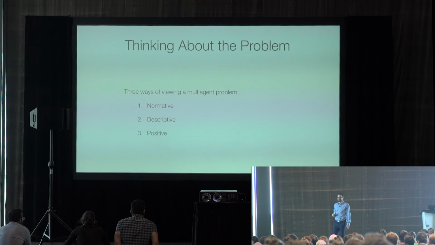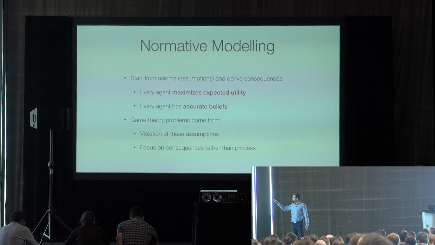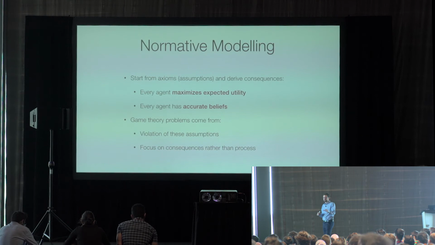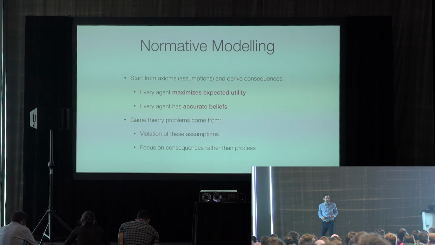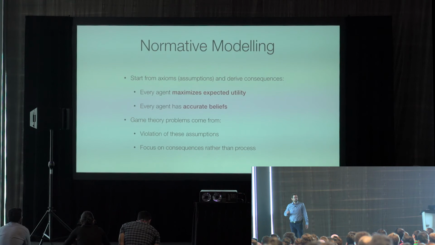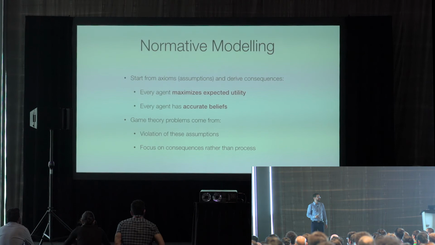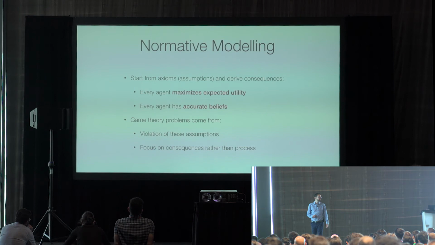So if you're going to model something normatively, you start from axioms and assumptions, and then you derive some consequences. And this is what's going on in most of game theory, right? You start from this expected utility maximization assumption, you start from this rational beliefs assumption, and you just go from there. And so a lot of the problems that we saw with game theory come from the fact that those assumptions are just wrong. We're not all expected utility maximizers. We don't all have fully accurate beliefs. And so what do the consequences of those wrong assumptions even mean?